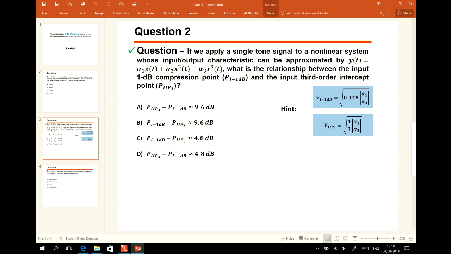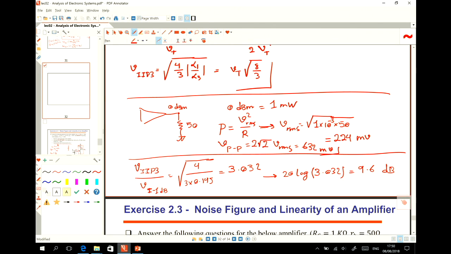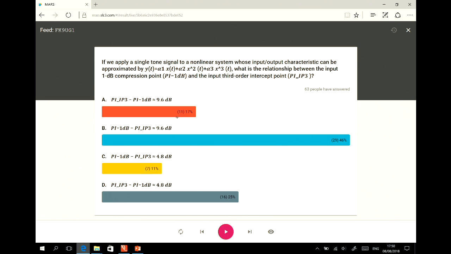Option A is correct. So IIP3 is always around 10 dB higher than P1 dB. If the system follows this kind of nonlinearity, it's a very rough estimation, but if we have one of them, we can say that the other one is 10 dB higher or lower. Only 11% were on track.